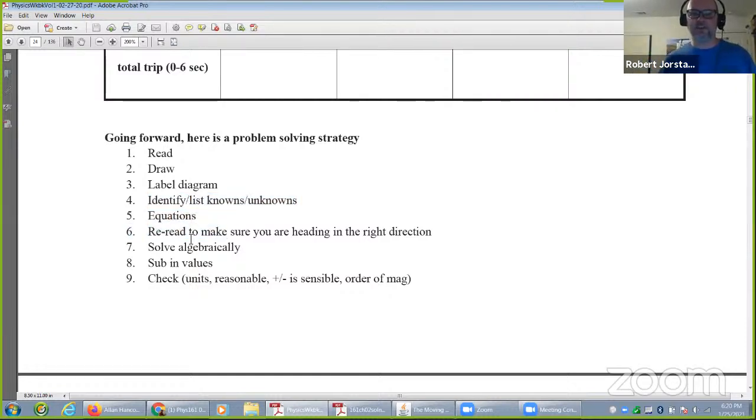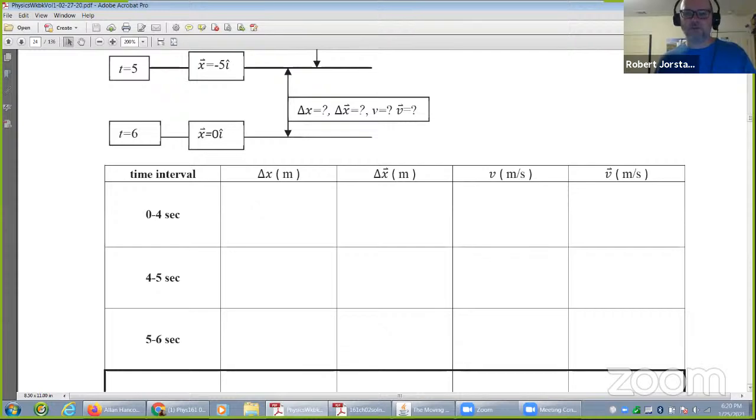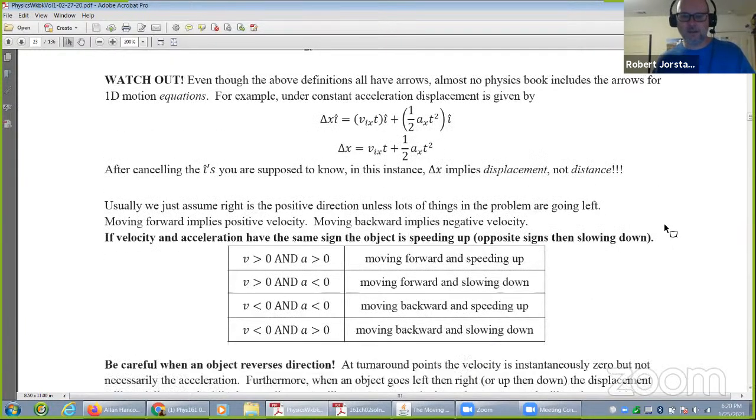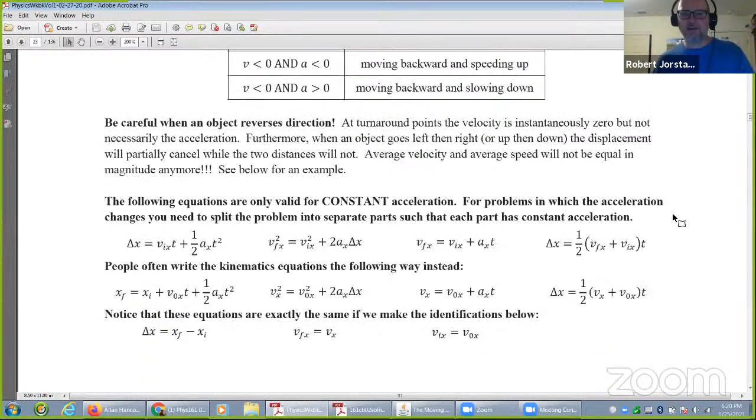List your equations, reread the problem, make sure you know what you're supposed to do, and then solve for things algebraically, plug in numbers, and then check things like units, etc. Now, we could do a problem like this, but maybe I'll show you here. Somewhere I had these equations. Here are the equations if we have a single stage constant acceleration problem. If you're doing a constant acceleration problem, I just want to talk about these.